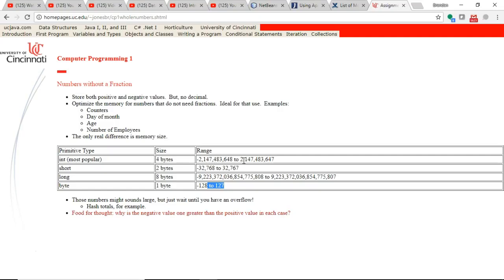Okay, now a short is 2 bytes. So a short takes us to quite a dramatically longer range of data, minus 32,768 to positive 32,767. Now you might say, wait a minute, it's only one more byte than a byte data type. Shouldn't it just be double 128? Why is it such a dramatic increase in size to 32,768 on the negative side, 32,767 on the positive?